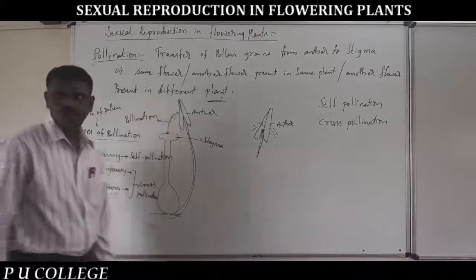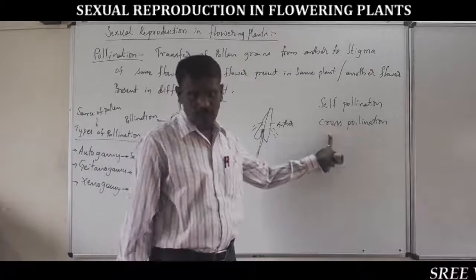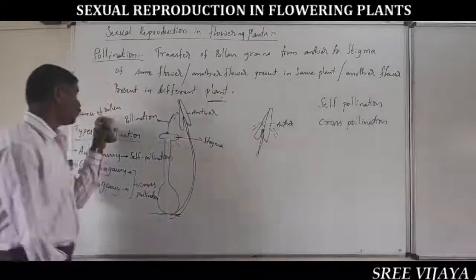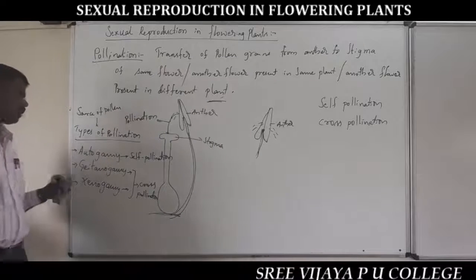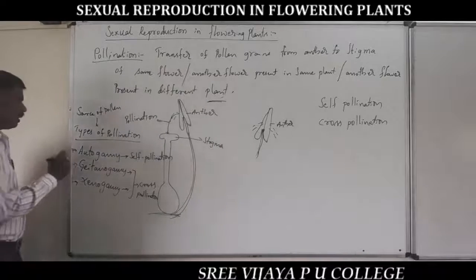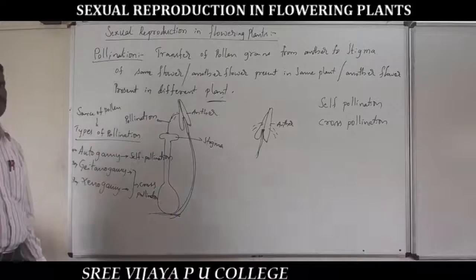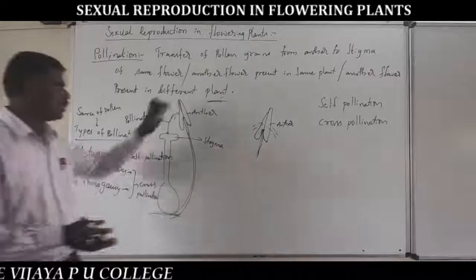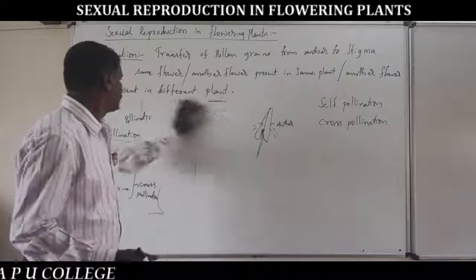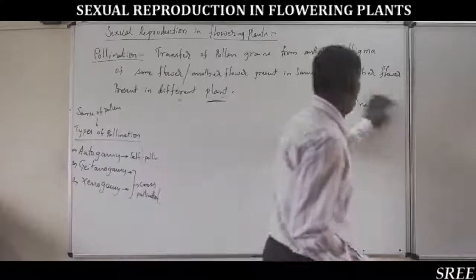So as we classified, there are basically two types, that is self-pollination and cross-pollination. But based on the source of pollen grain, the pollination is of three types, that is autogamy, deuterogamy, xenogamy. What are these? So what is autogamy?